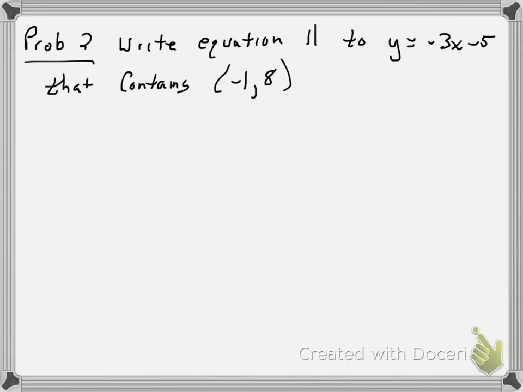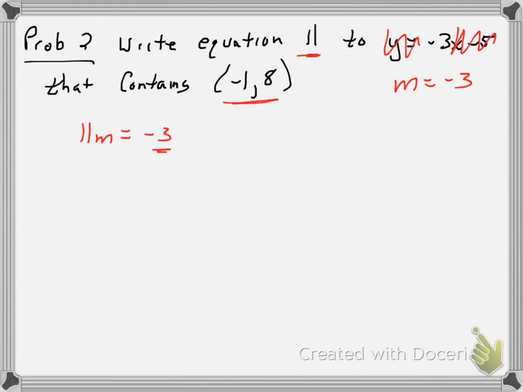Problem 2, write an equation of a line parallel to y equals -3x minus 5 through this point. So again, the only thing I care about here is my slope. So my slope of that line is -3. What is the parallel slope? Is also going to be -3.